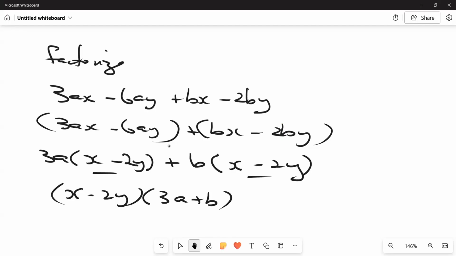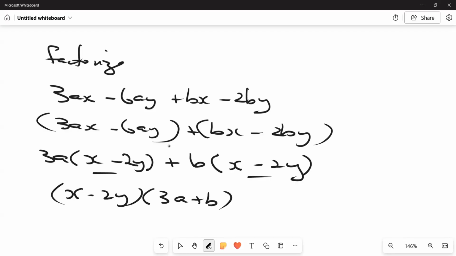Excuse me, sir. Is it okay to put 3a plus b, then the x minus 2y? No, it doesn't matter how you write it. You can do that, because I did it that way. Just like 2 multiplied by 3 is the same as 3 multiplied by 2. You can write it any way. Okay, nothing wrong with that.